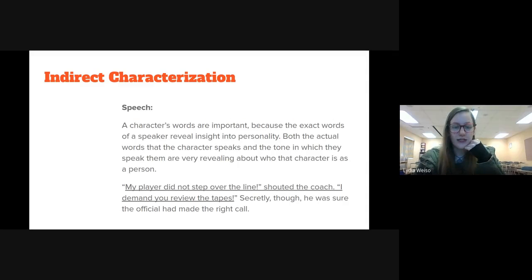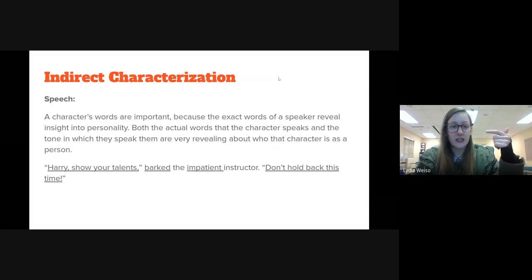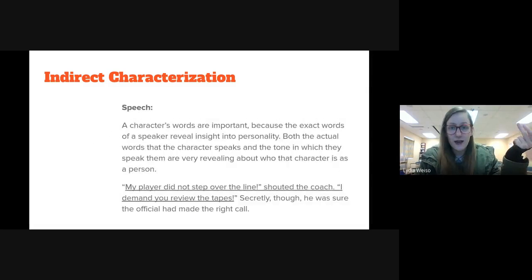So, in this example: "My player did not step over the line," shouted the coach. "I demand you read the tapes." He's shouting, he's demanding, he's using exclamation points. He's angry, and also he's lying, because secretly he was sure the official had made the right call. So he seems very aggressive.